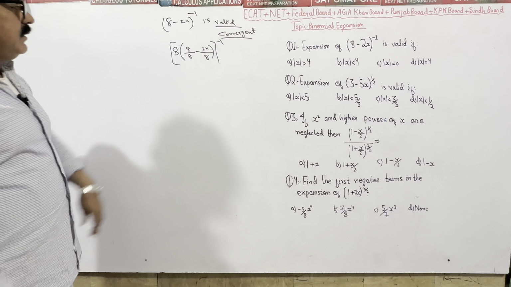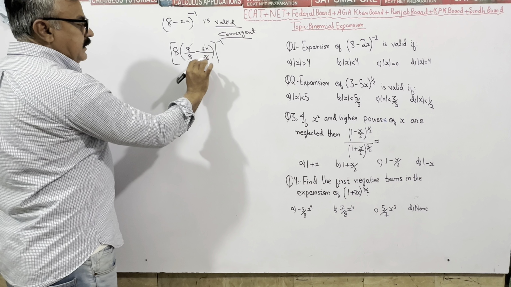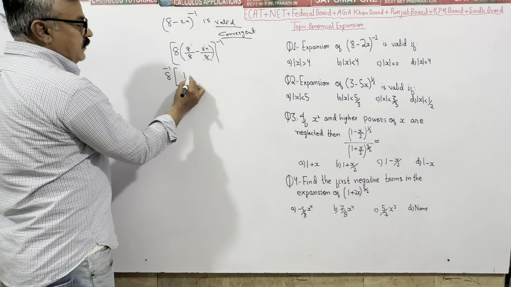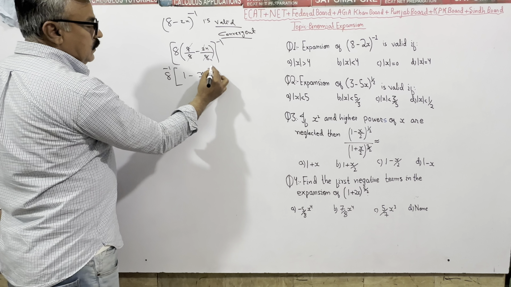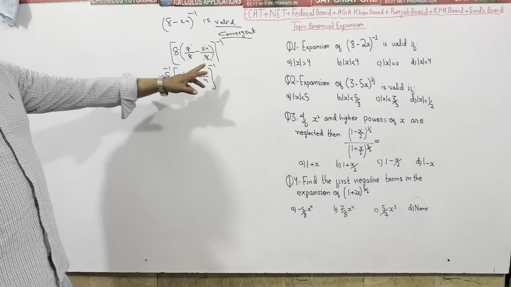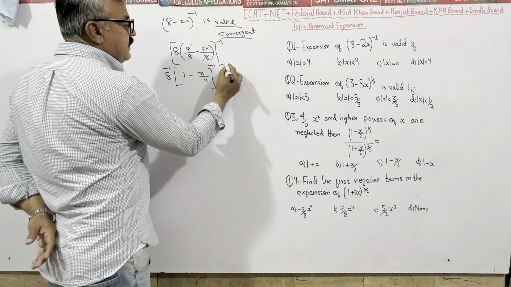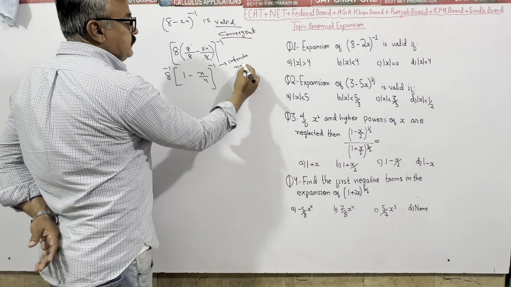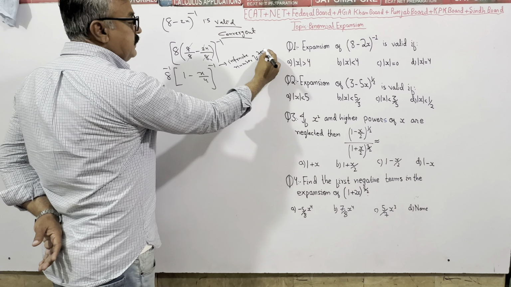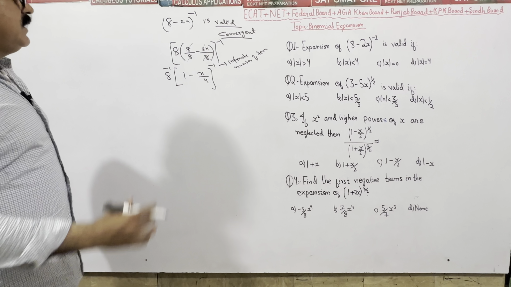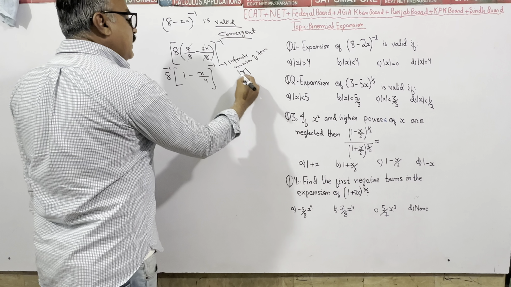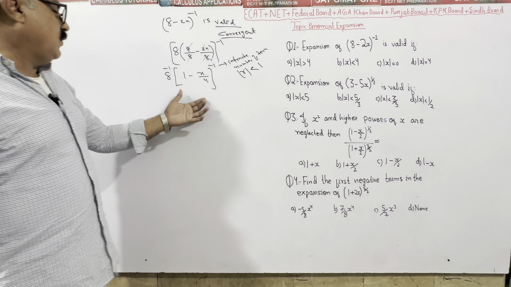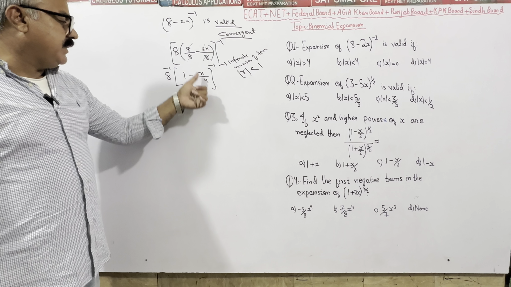Taking 8 common, cancel out. Here it will become 4. So we have 8 raised to minus 1 and 1 minus x over 4, overall raised to minus 1. When the power is negative or a fraction, it has an infinite number of terms. And we are familiar that the sum to infinity is only possible when our common ratio is less than 1. If we open this up, our r is going to be x over 4.